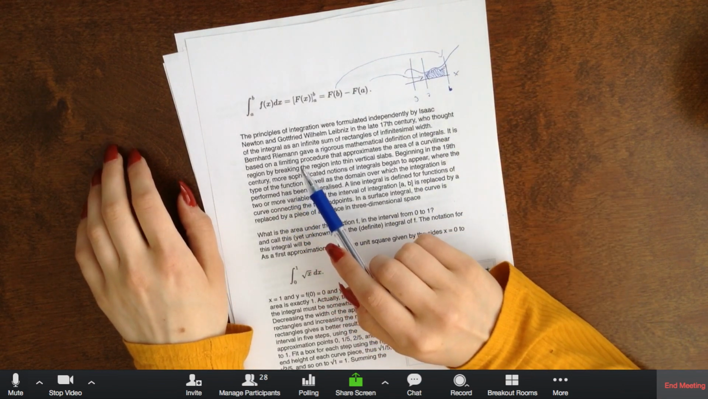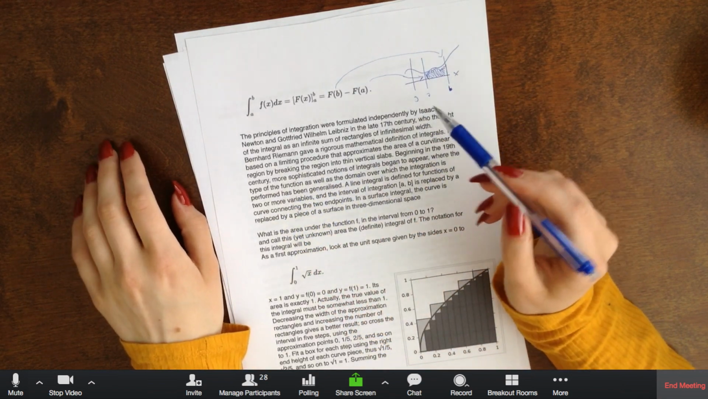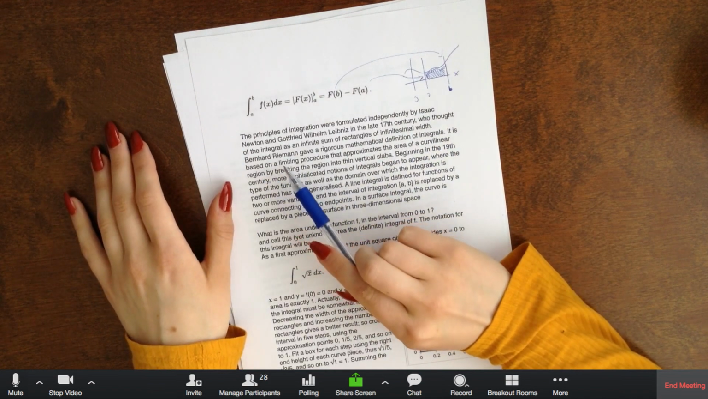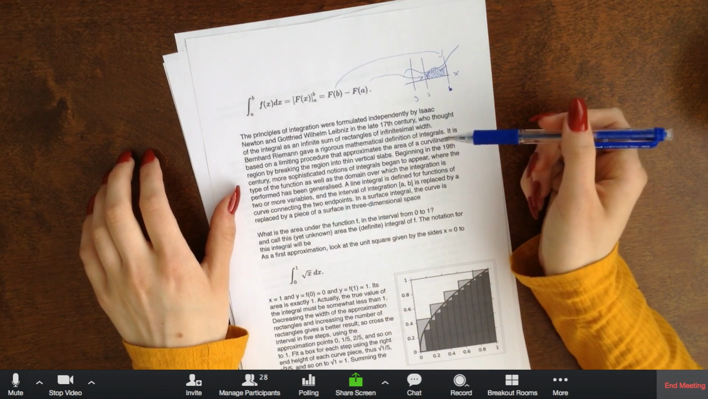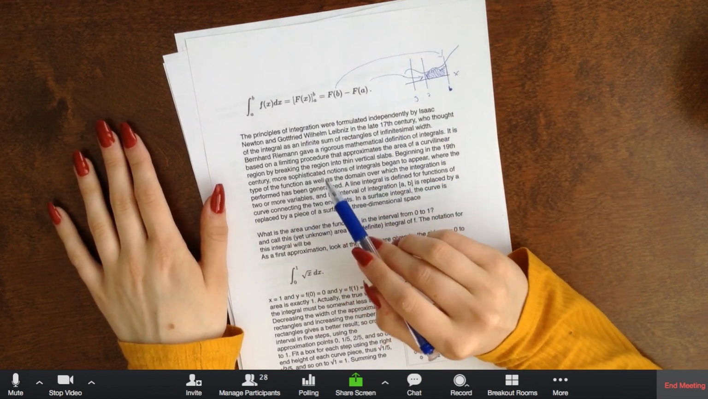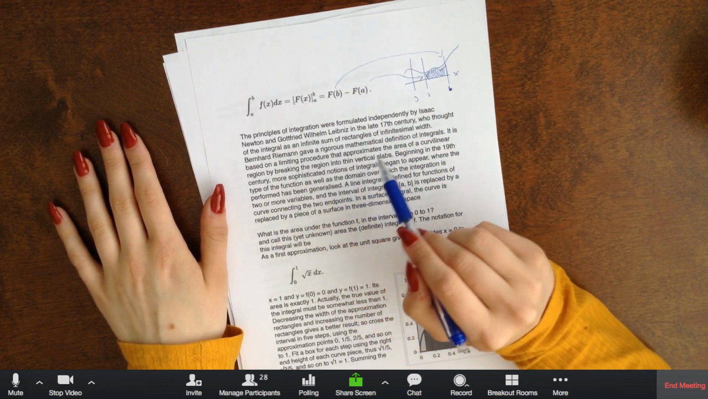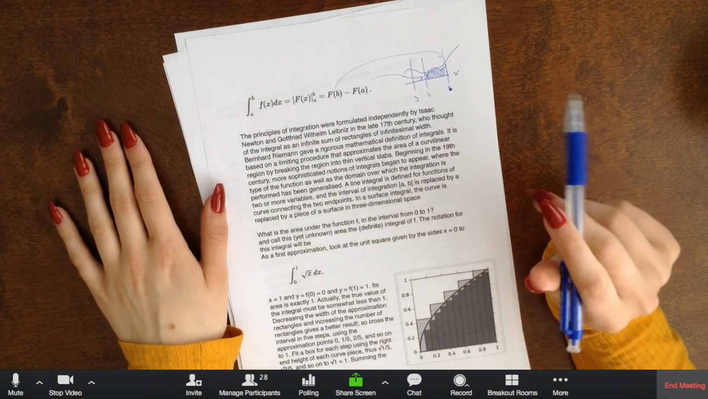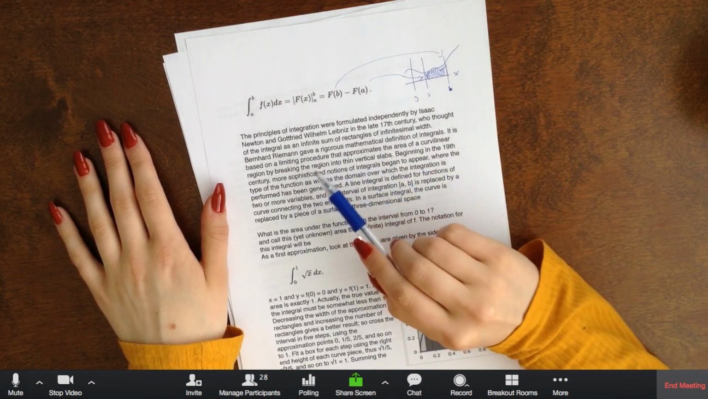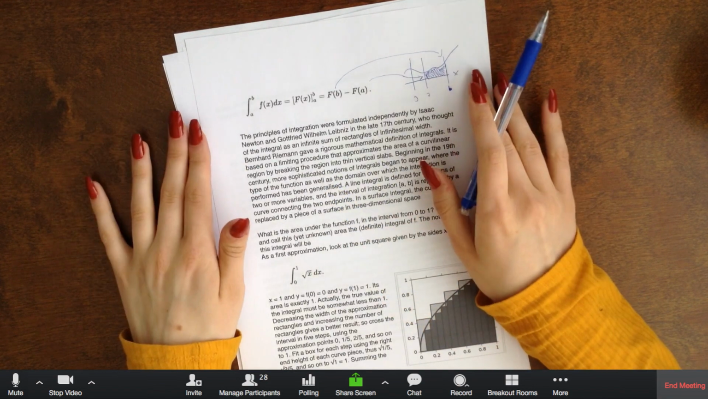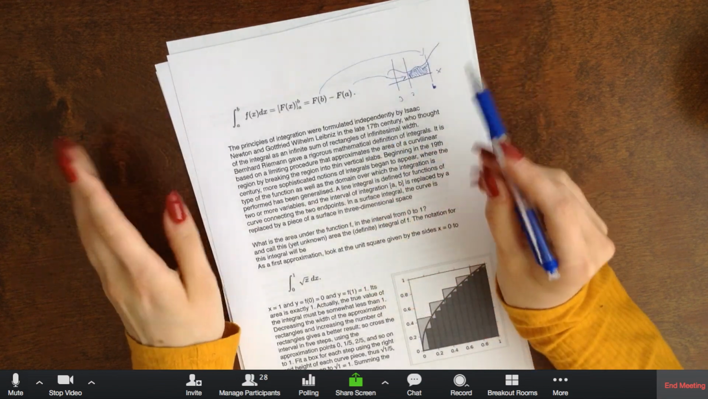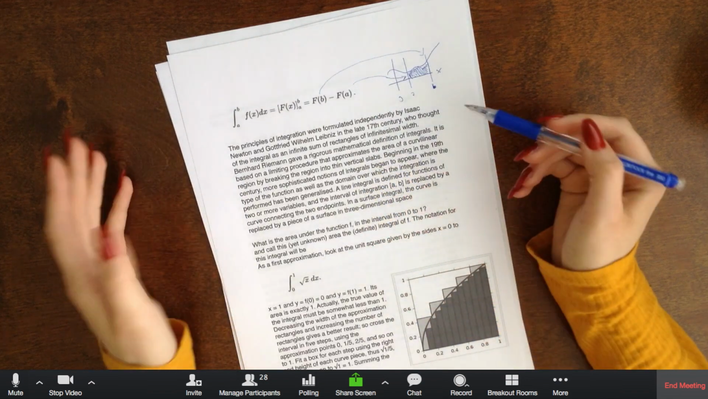Bernard Riemann gave a rigorous mathematical definition of integrals. It is based on a limiting procedure that approximates the area of a curvilinear region by breaking the region into thin vertical slabs. Okay, does everyone understand what this means? So, even though it was done in the 17th century, it is still the way that we think of an integral.